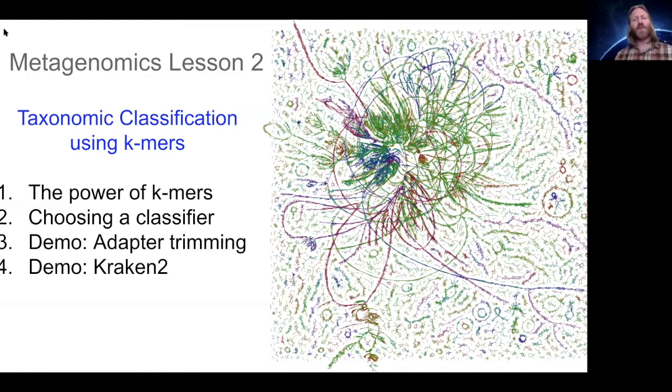mean is the magic of Kmers, because they are quite magical when you get finding all the different ways that we can use them. So what we're going to do today is talk about the power of Kmers, how they're used in metagenomics, and talk about the first aspect of using Kmers, which will be taxonomic classification. So we'll start by talking about what taxonomic classifiers are out there, and then do a couple of demos using Kmers to do adapter trimming of raw reads, and then taxonomic classification of some metagenomic samples.